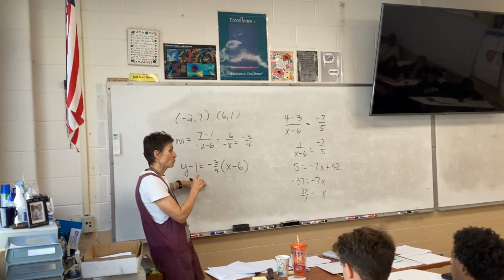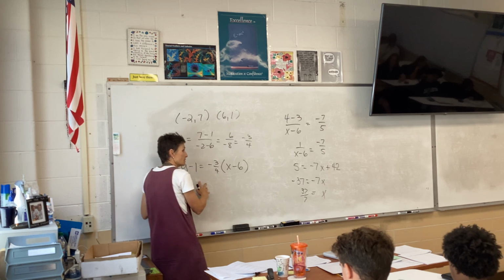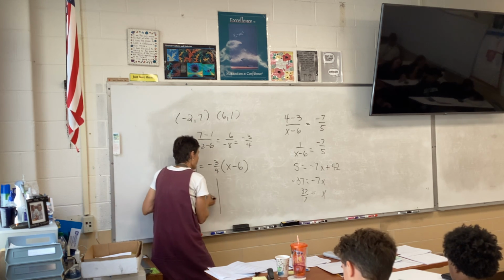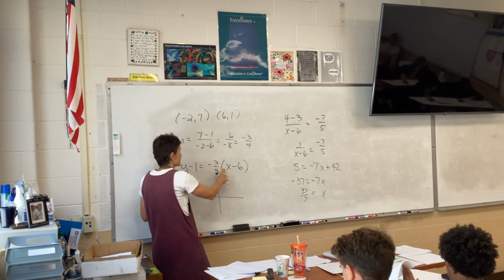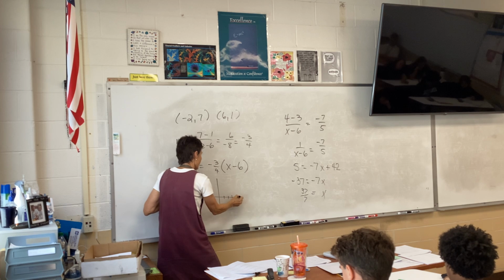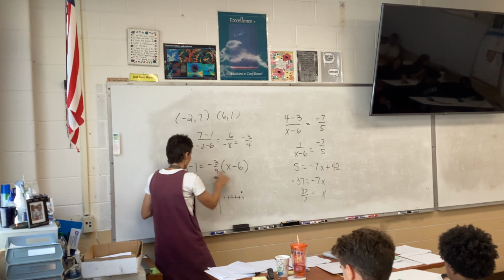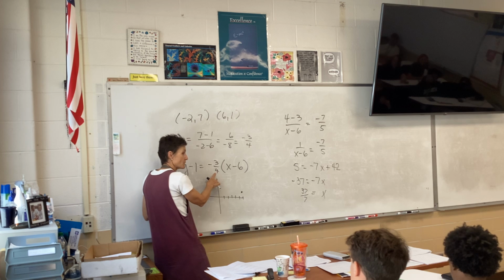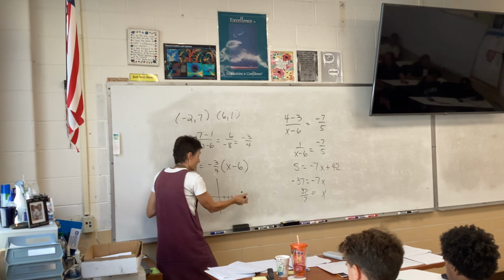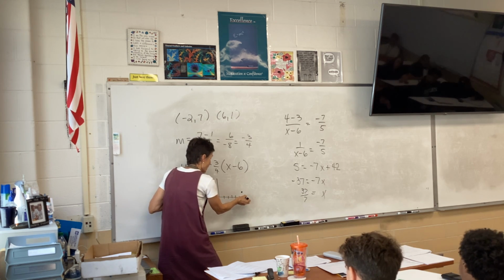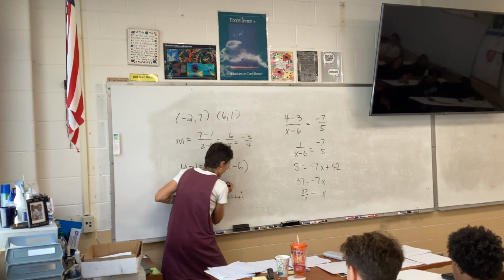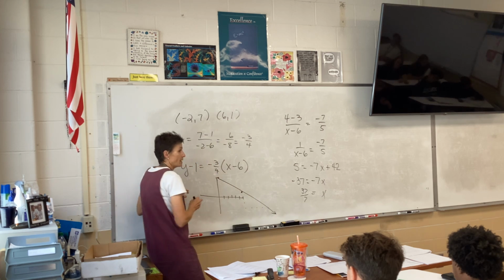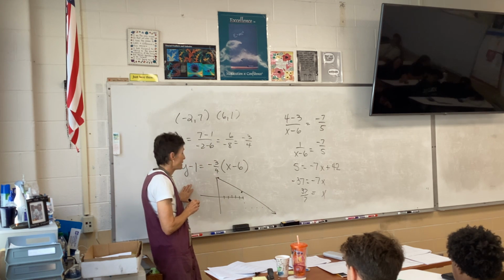If you needed to graph this line, you could absolutely do it because you know that it contains the point 6, 1, and you know the slope is negative 3/4. So down 1, 2, 3, over 1, 2, 3, 4, and there would be a picture of your line. Point slope is beautiful, beautiful.